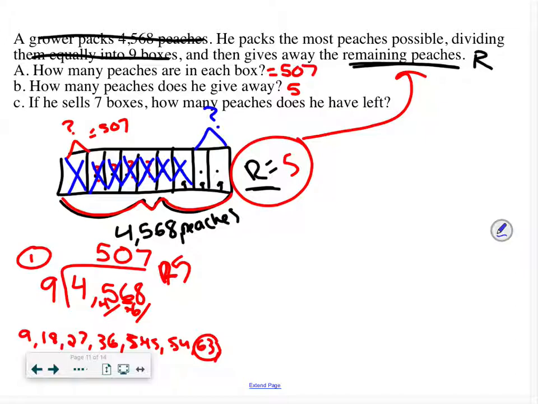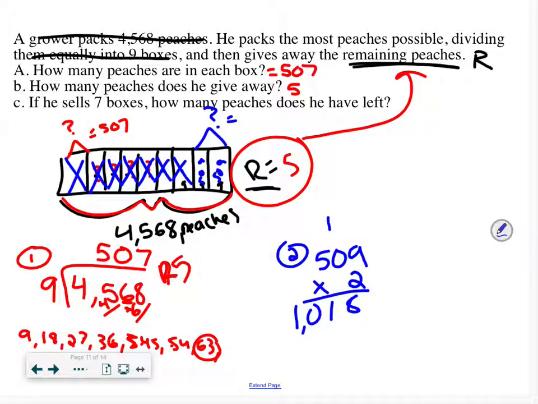Well, if I look at this and I know that 509 is in each of these, and I want to know how many he has left, I can just do 509 times the 2 boxes I have left. And I get 1,000. Did I do that wrong? Why do I keep doing this? Guys, I have a problem today where I keep writing down this problem wrong. 507. Or maybe I can't read my own handwriting. 507 times 2 is 14. And that means that inside these 2 boxes, he has 1,000, or she, peaches.